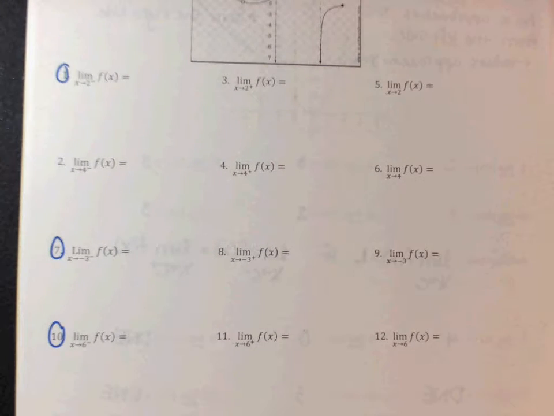All right, let's see how, oh, we have questions? Which ones? 11, ooh, okay. All right, we'll get there.